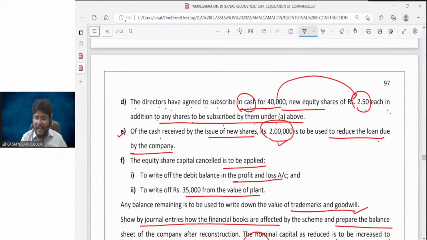Because in cash for 40,000 new equity shares were given. If the same sentence is given without putting any comma, the directors have agreed to subscribe in cash for 40,000 new equity shares of 2.50 each, then you can consider 40,000 of cash. But here the comma is clearly mentioned. What does it tell us, sir? 40,000 is separated. New equity shares are separated. That is 40,000 new equity shares, he is telling.